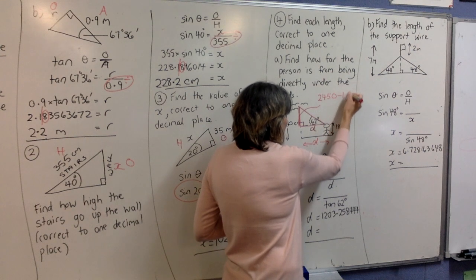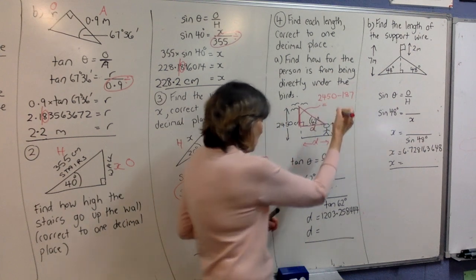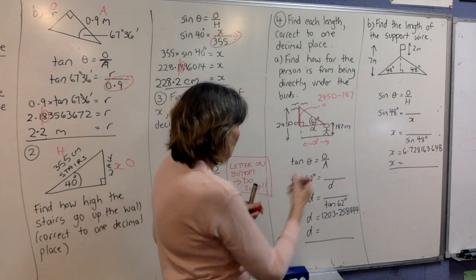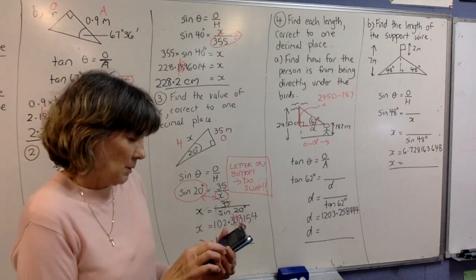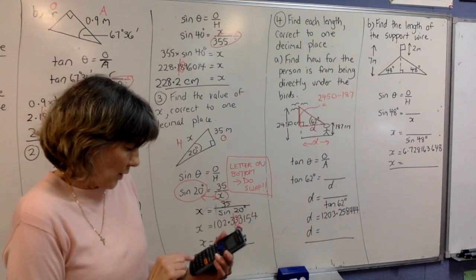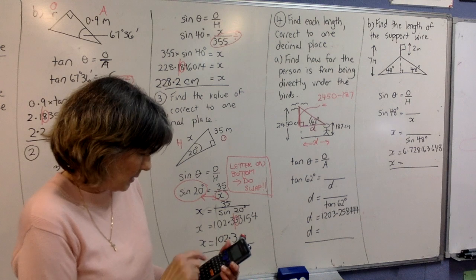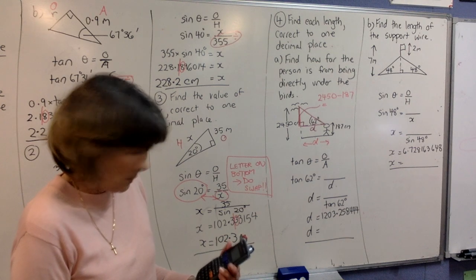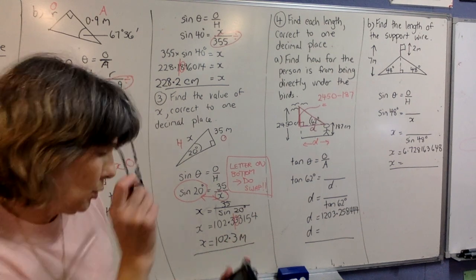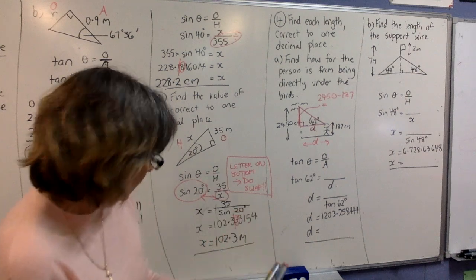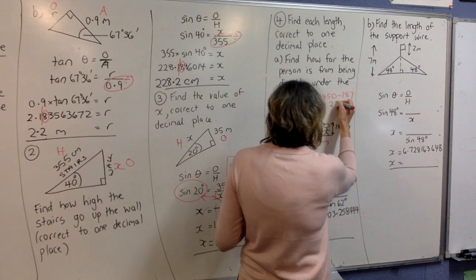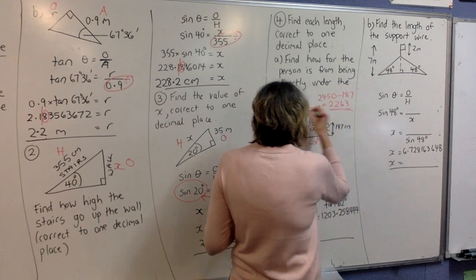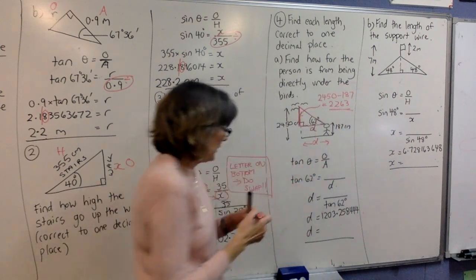So if we do that and take away the 187, we are going to end up with, let's see, 2,450 minus 187 equals 2,263. Okay. So that is the distance of that line.